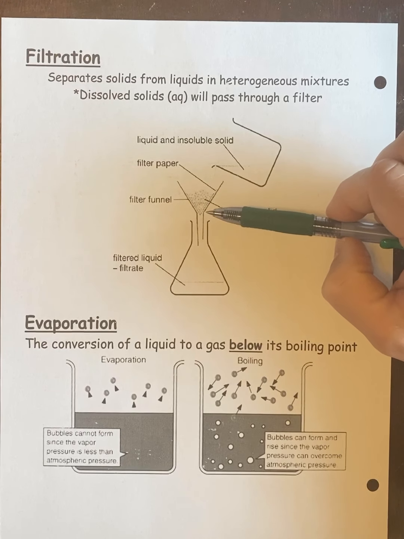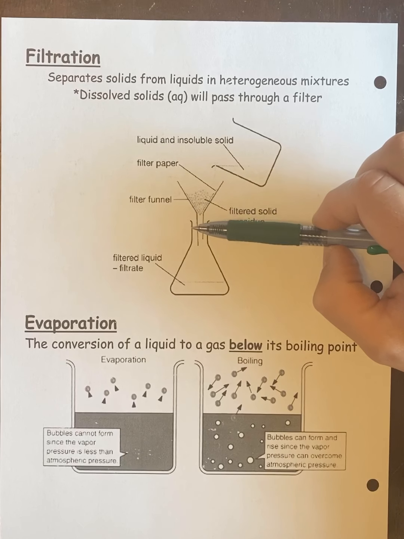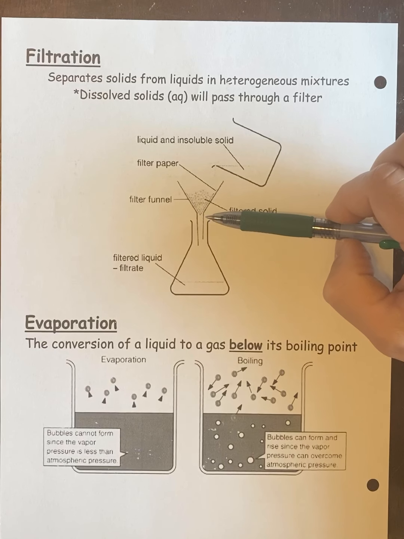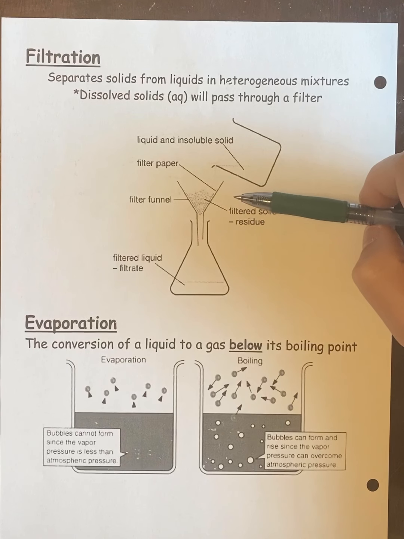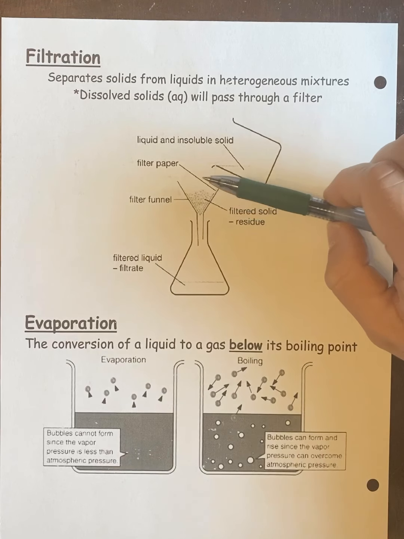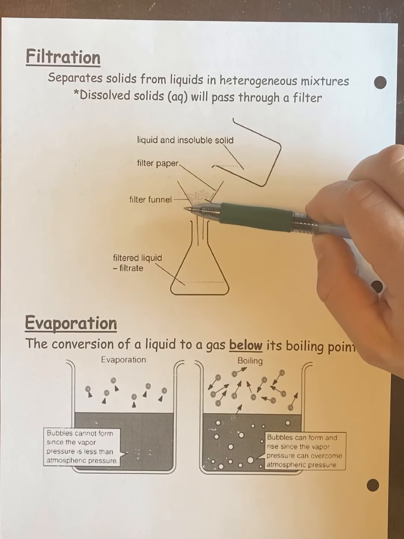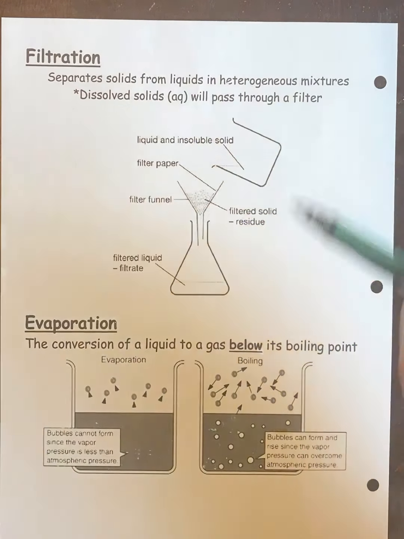And now keep in mind, there's a limit to filters, meaning filters are rated on how small of a particle they can filter out. So, whereas a coffee grind's an easy one, a bacteria might be very hard to get out. And so it depends on the filter size. But in general, filters separate solids from liquids.